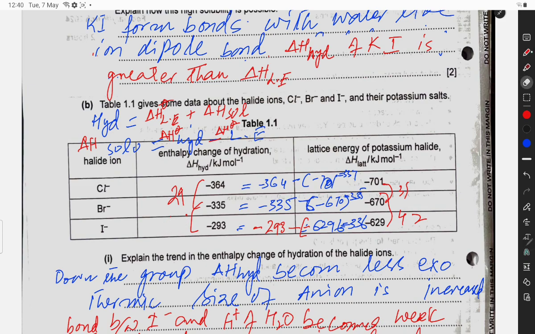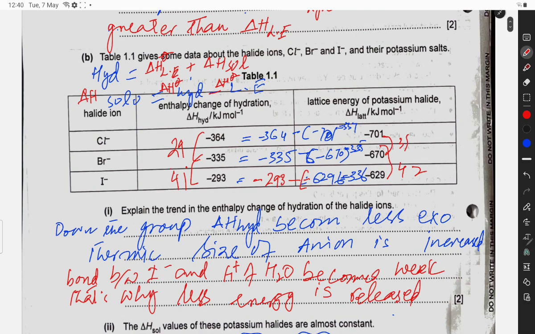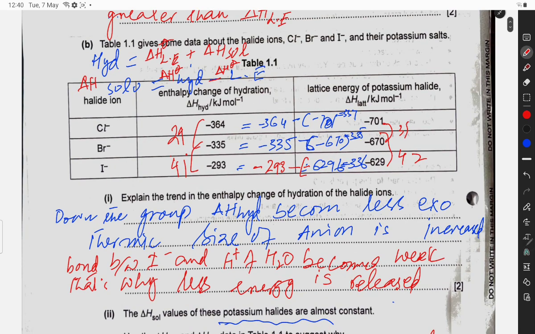This is 41, and similarly the difference between minus 701 and minus 670 is 31, and from 670 to 629 is 42. So the difference is almost the same in decreasing level for both enthalpy change of hydration and enthalpy change of lattice energy. And look at this, if we solve hydration minus lattice energy, we have 337, 335 and 336.